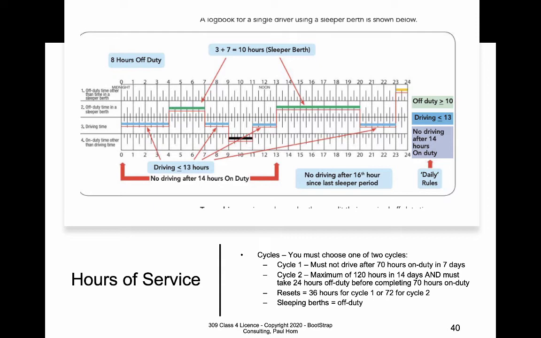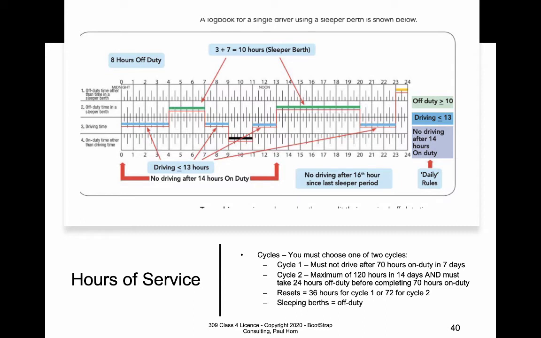There are 2 different cycles that professional drivers use, and they're simply called Cycle 1 and Cycle 2. Cycle 1 says that you can only drive for a maximum of 70 hours or be on duty for 70 hours in a 7-day span. And then afterwards, if you see down here, after you do that, you must take 36 hours off to reset to start your cycle again.